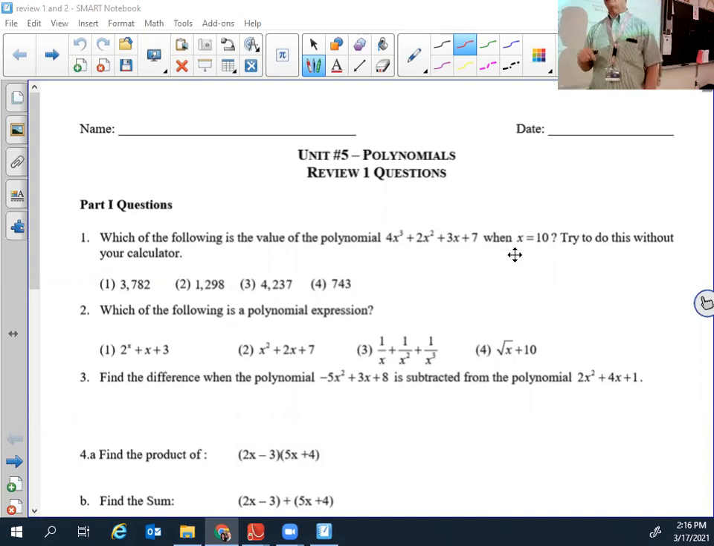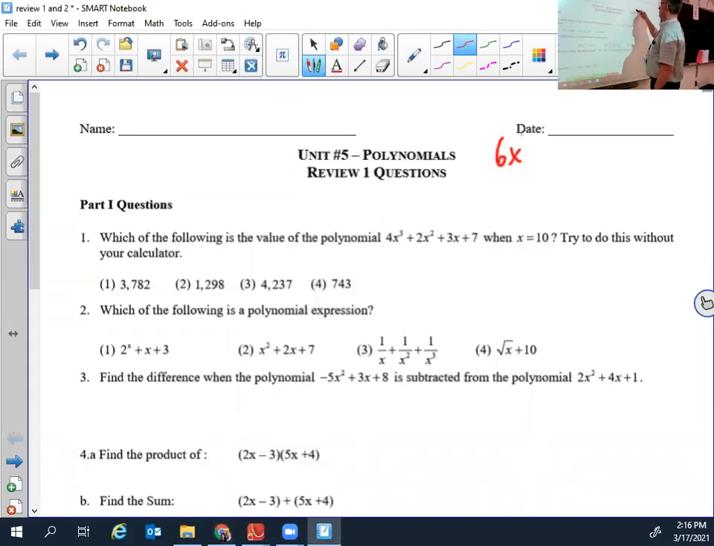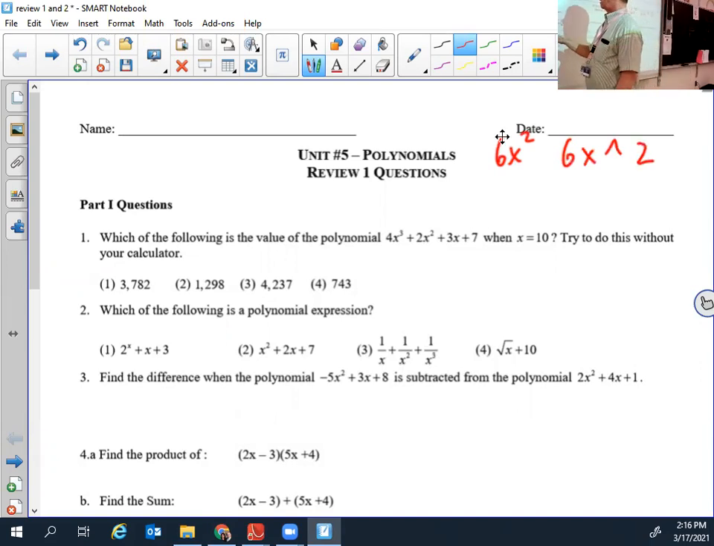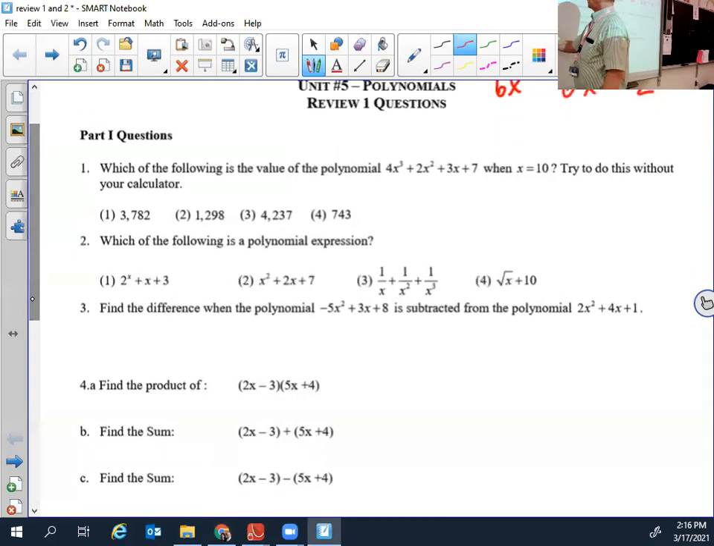When you're typing in your answers, if you are typing rather than handwriting and sending me the picture, when you're doing exponents, don't try and do crazy things with Google Meet or Google Documents. If we had 6x squared, you're just going to type 6x, the caret button, and the 2. That's how you do 6x squared. Okay. That being said, let's go through this and see what we got going on.